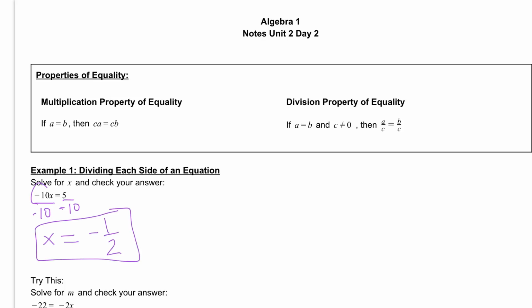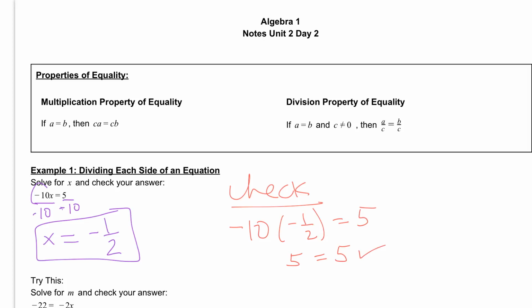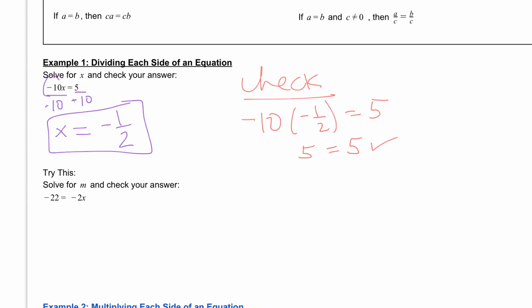Then remember, you can always check your answers. So let's go through our check step. For my check step, I'm going to take the x value that I just solved for and got, negative 1/2, and plug it right back into the original problem. So I get negative 10 multiplied by negative 1/2, and I want to make sure that I get a positive 5. Negative 10 times negative 1/2 is 5, so I get 5 is equal to 5, and I know I did my problem correct. Now I would like you to do the try this.